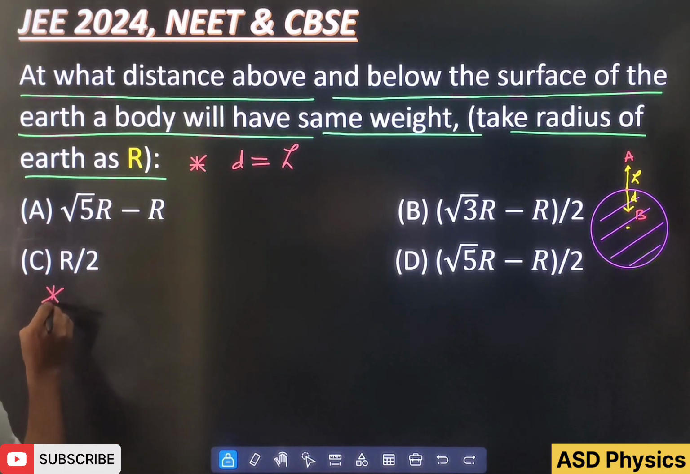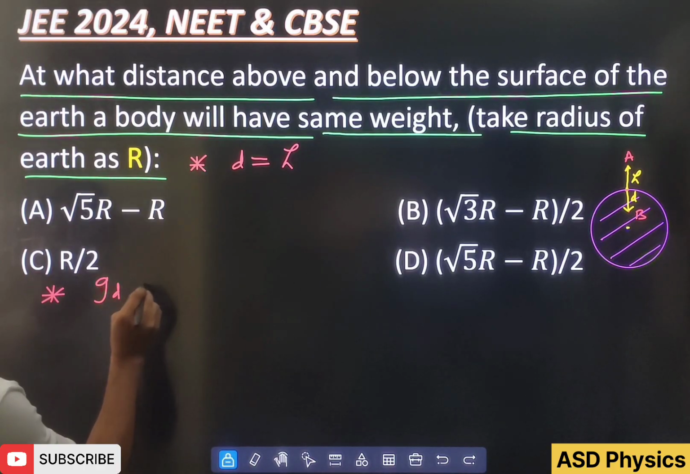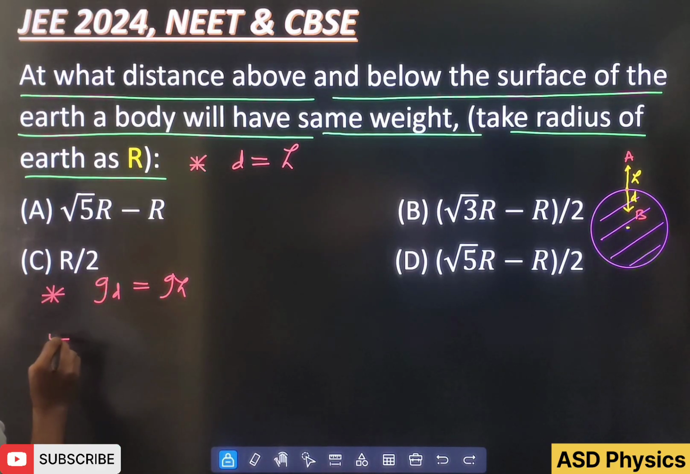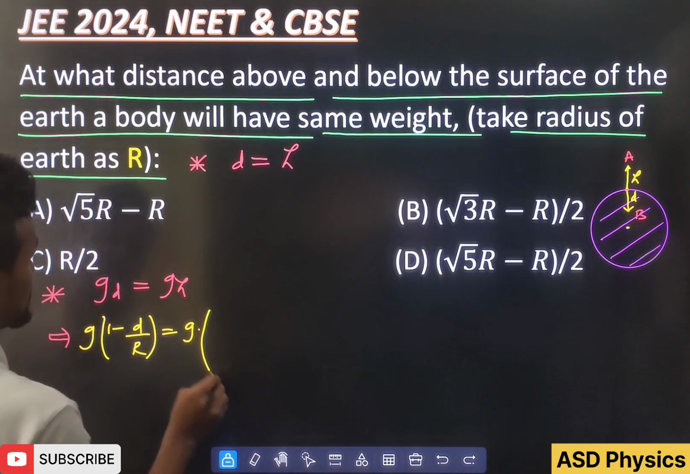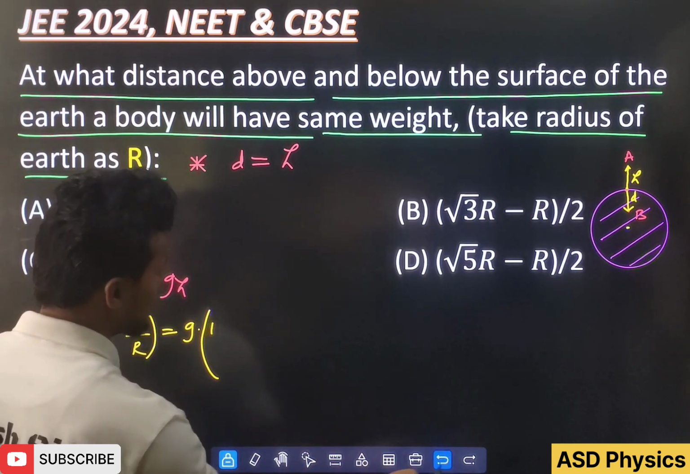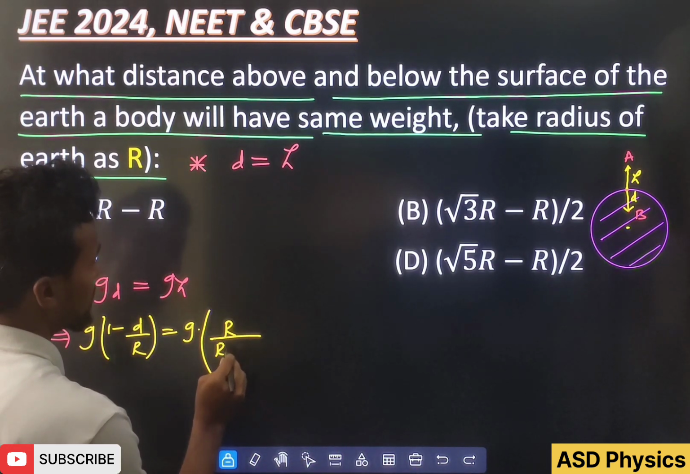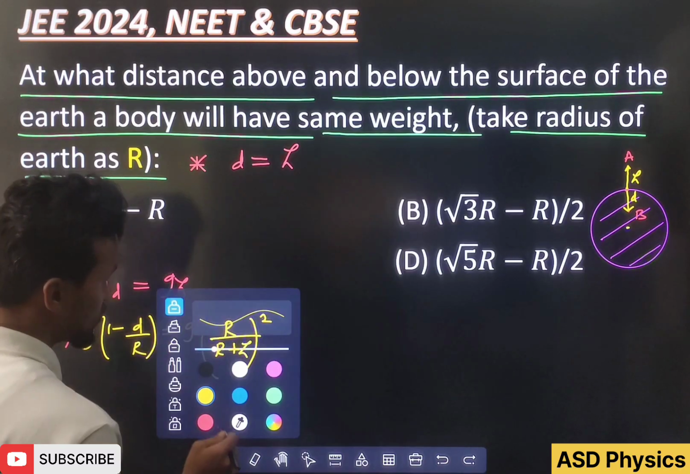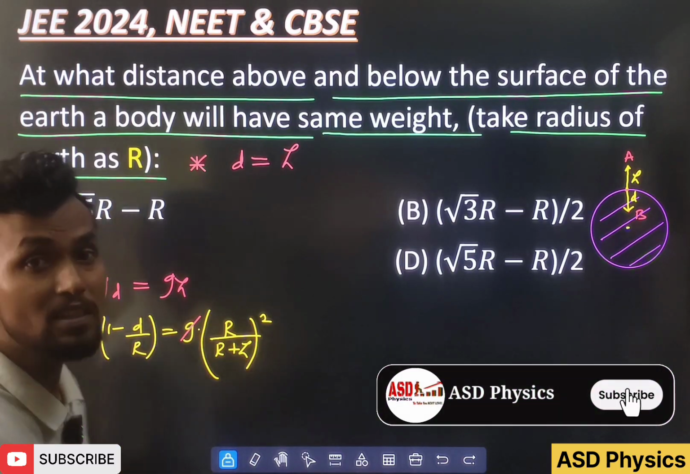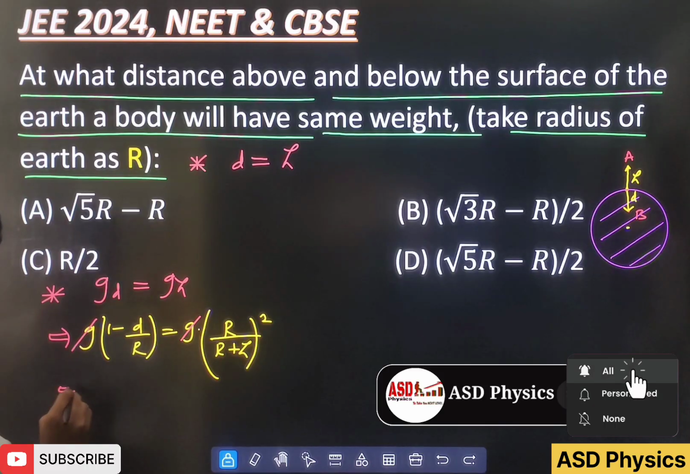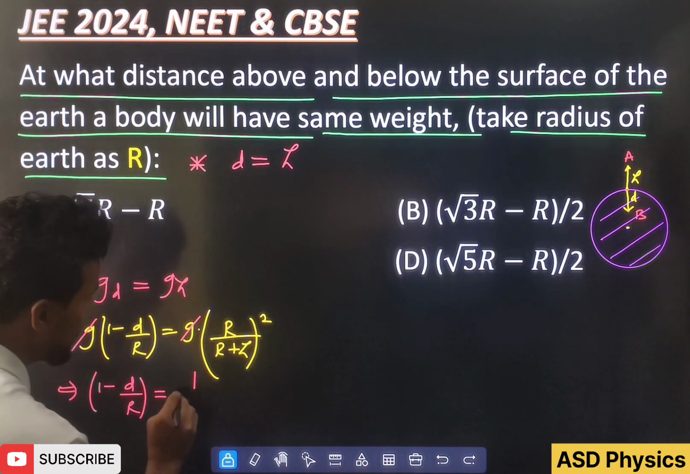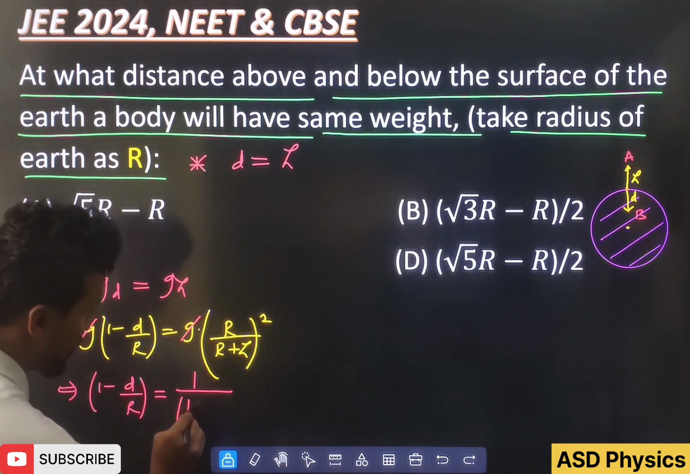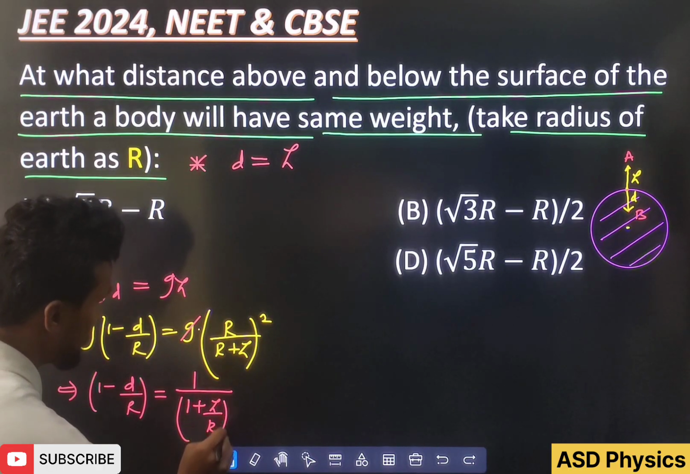After that, let's see, we know the gravity GD should be equal to GH, students. So what is GD? GD is given by G times (1 minus D by R). And what is GH? G times R by (R plus H) whole square. So both sides G and G will cancel. Okay, so from here I can write 1 minus D by R is equal to 1 by (1 plus H by R) whole square.